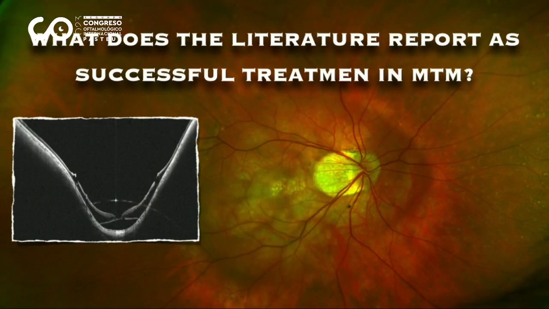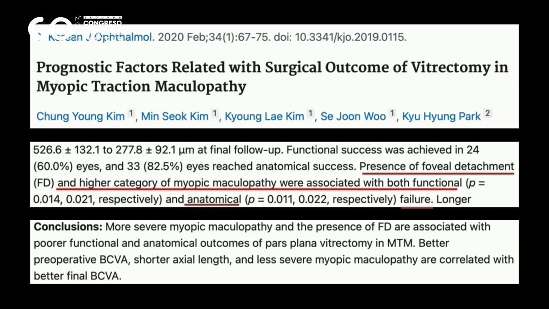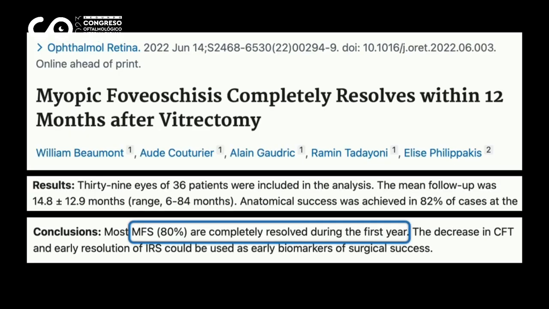What does the literature report as successful treatment? This is just an example of a paper reporting functional success in 60% of the eyes and 80% anatomical success. They also report that in more severe cases you might have total failure. This is another example reporting similar results.